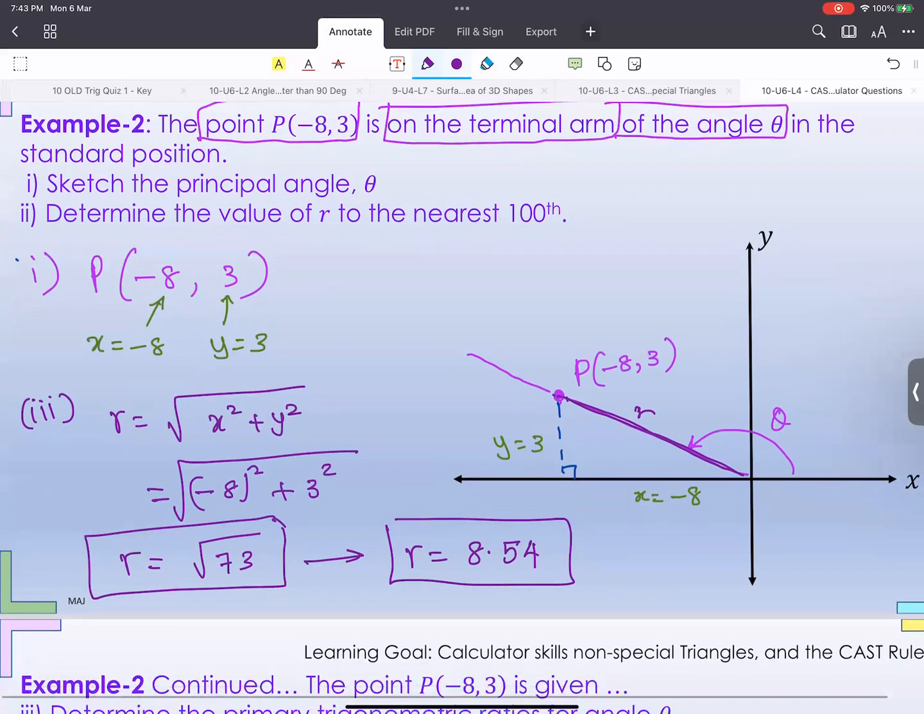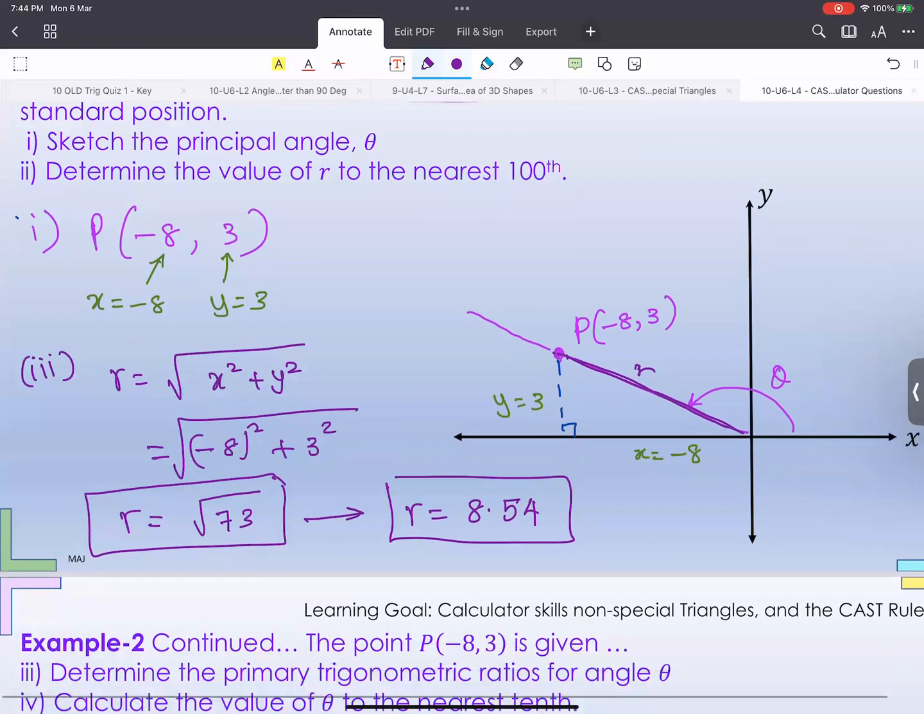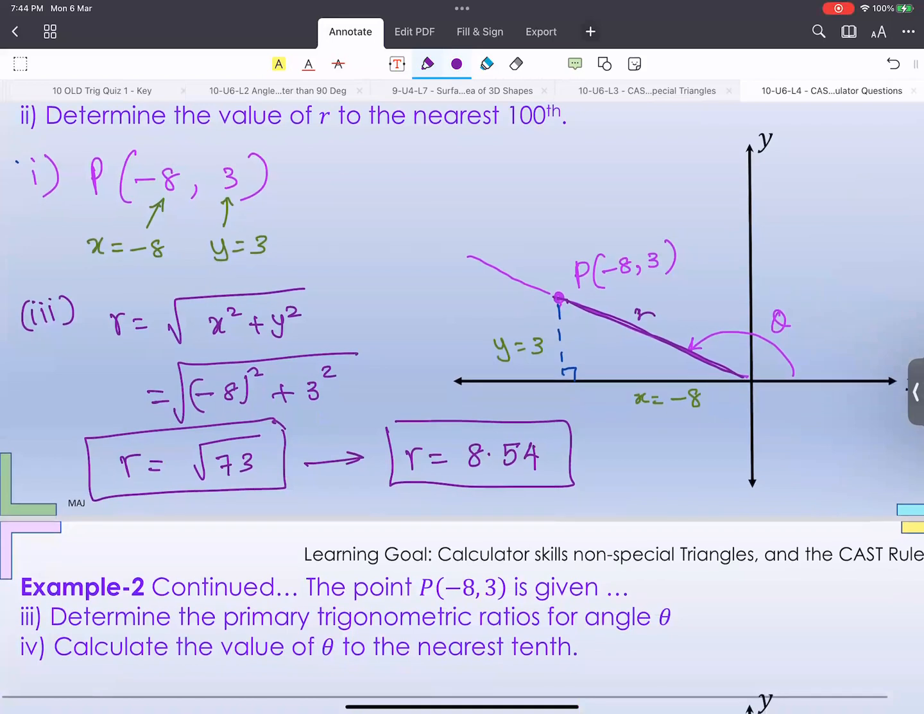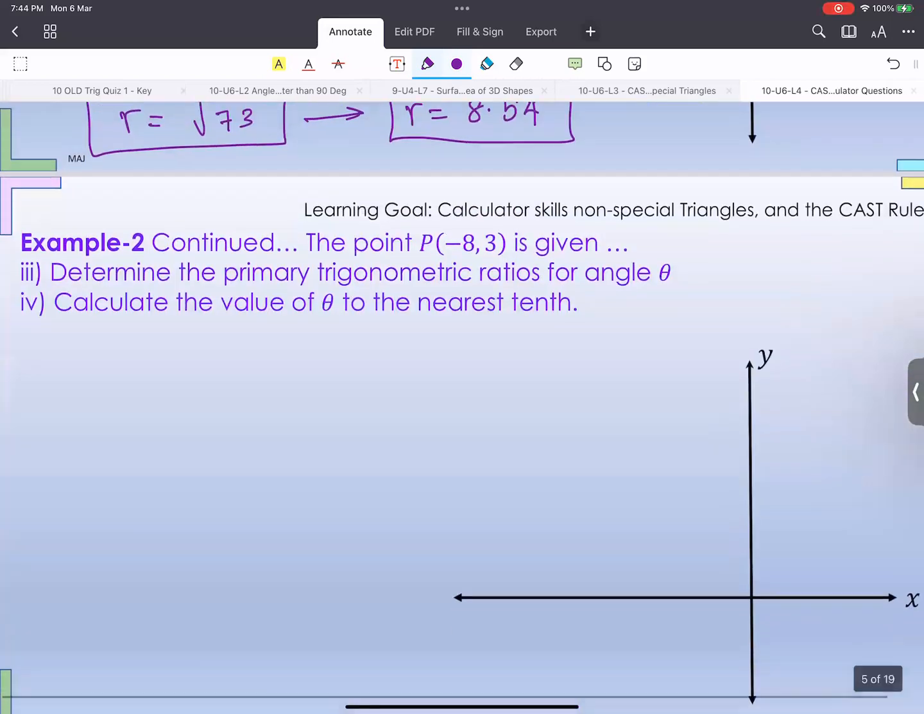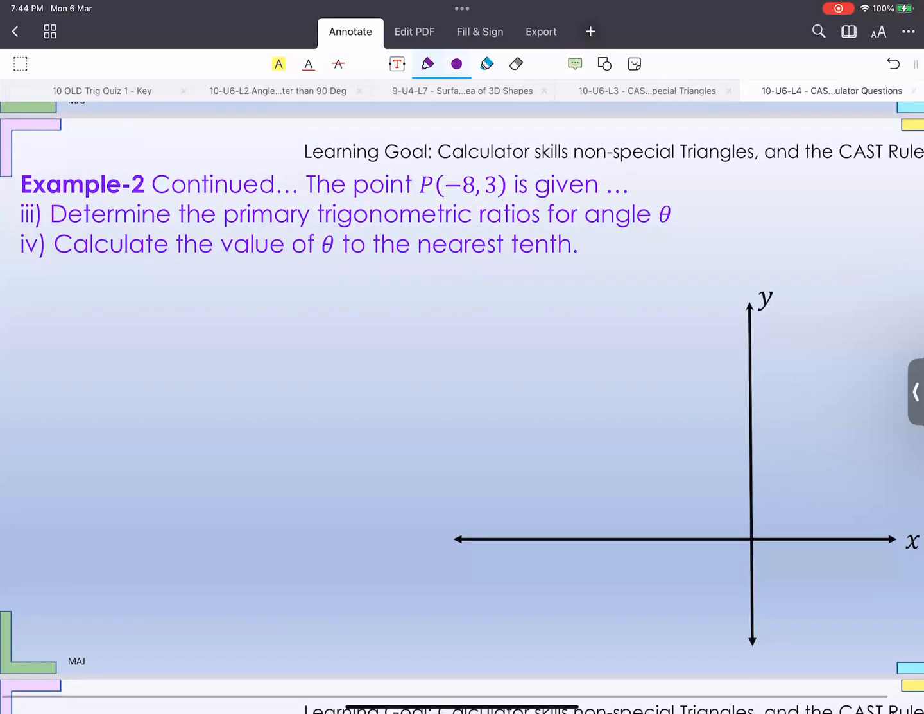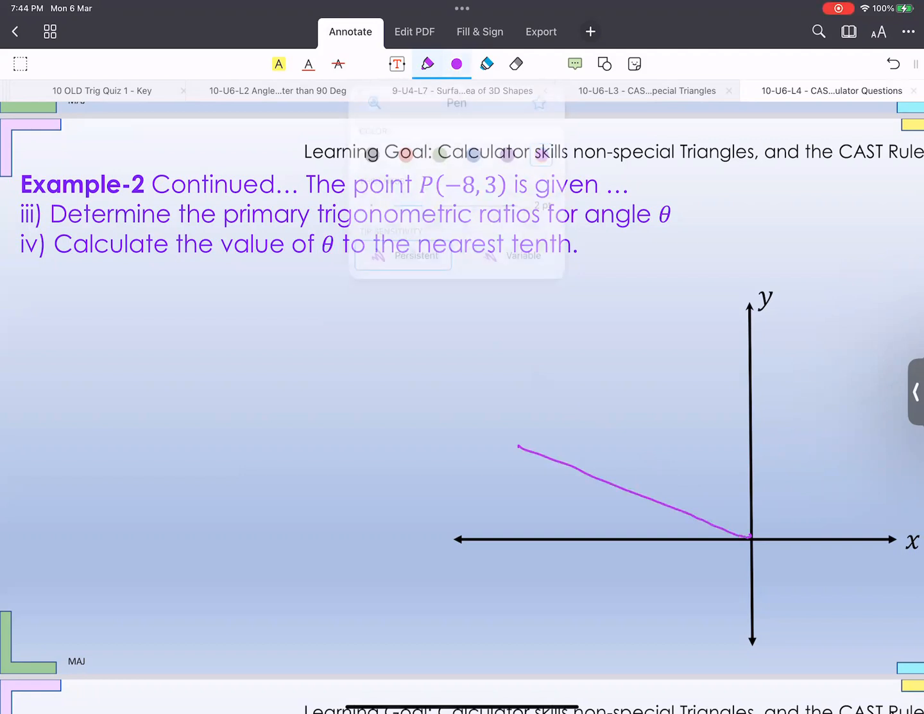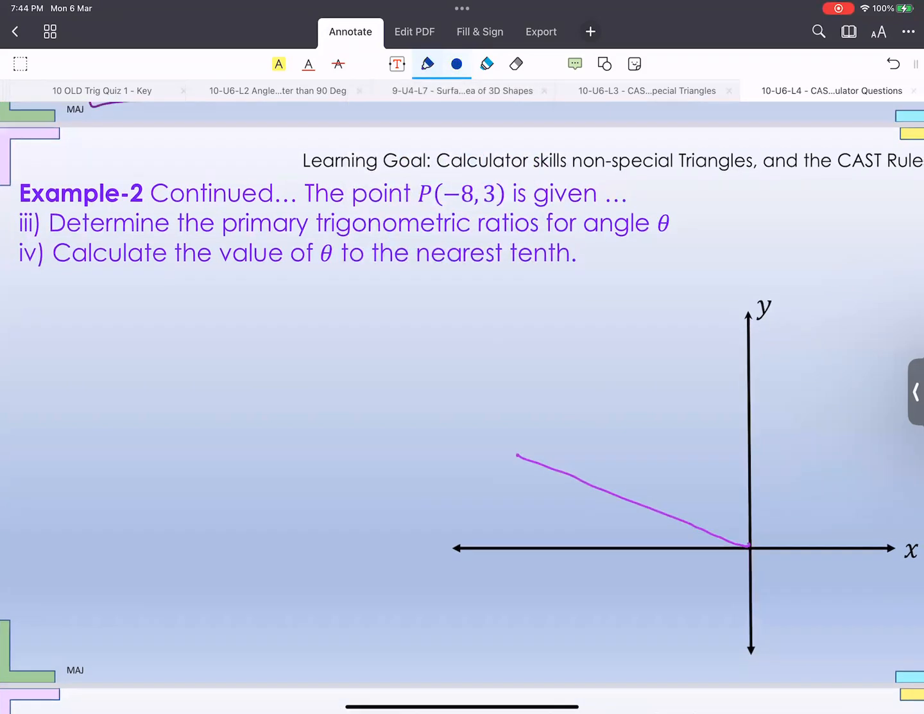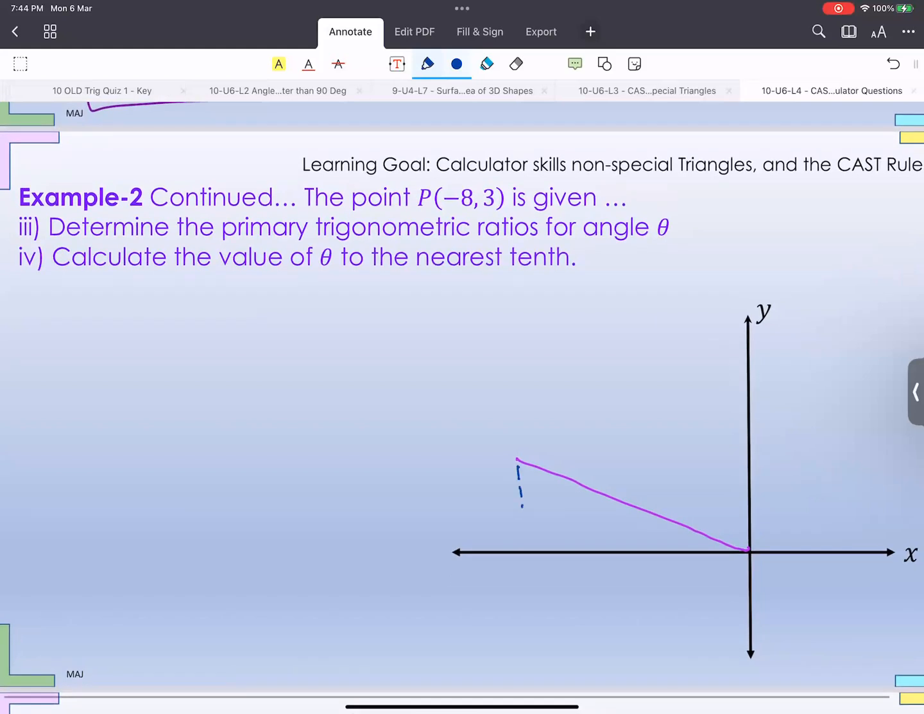All right, part 3 of this question: determine the primary trigonometric ratios for angle theta. Now, this might be a little confusing for some of you because you might ask, what exactly do they want? Do they actually want decimal values? Do they want an actual ratio? I'm going to go with the fact that they might be wanting a ratio. They say primary trigonometric ratio.